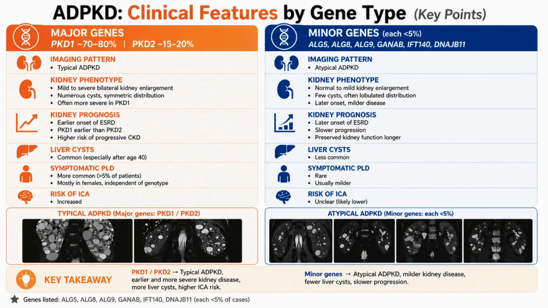So the key message here is the phenotype. If it's classic, think PKD1 or PKD2. If the phenotype or presentation is atypical, mild, asymmetric, or discordant with family history, always think about minor genes. And this is where genetic testing becomes very valuable.